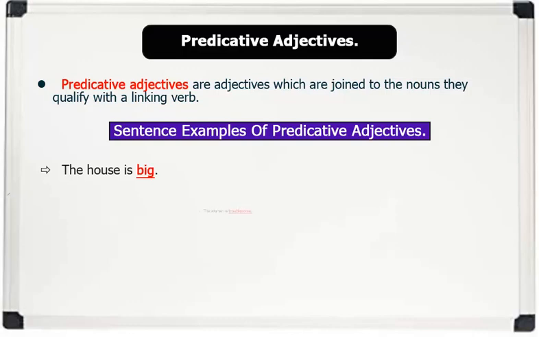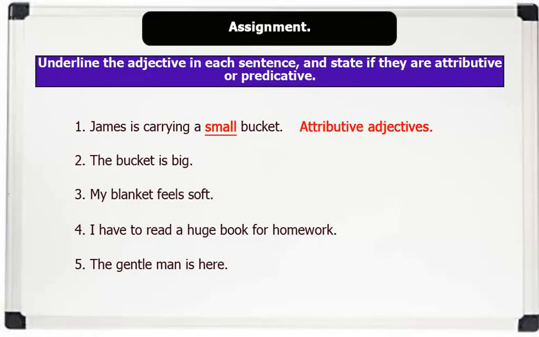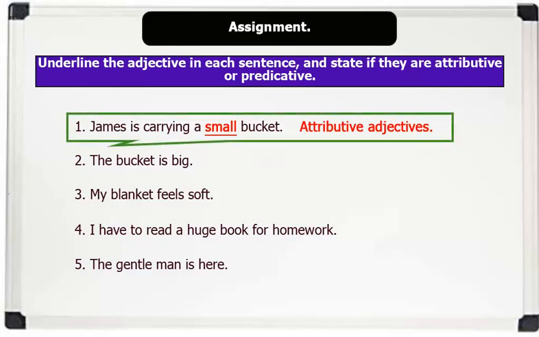2. The woman is troublesome. 3. The girl feels faint. Let's go over to assignment. Assignment. You can pause the video and write out these sentences on your notebook. Underline the adjective in each sentence and state if they are attributive or predicative. One has been done for you.